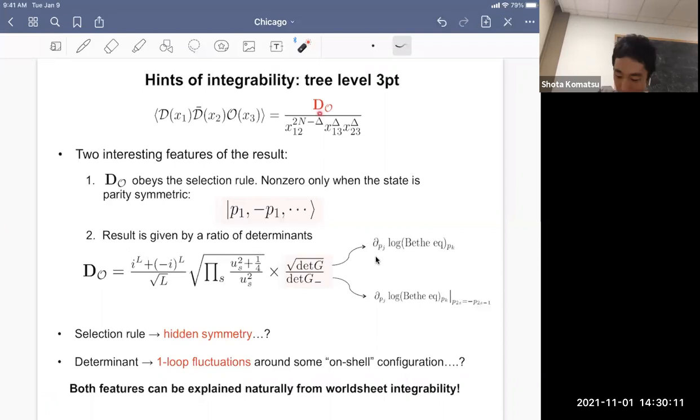In particular, for the case that's relevant for us, there are two interesting features in the result. First of all, this object, the overlap, obeys some selection rule. In particular, it is non-zero only when the state is parity symmetric, by which I mean, if you have a state with a down-spin excitation with momentum P1, it also contains a down-spin excitation with momentum minus P1. And secondly, the final result is given by some nice ratio of determinants. The details of the form are not relevant, but this is a determinant made out of some logarithmic derivative of the Bethe equation. So the first feature, the selection rule, suggests some hidden symmetry. And the second feature suggests some kind of one-loop fluctuation around some on-shell configuration. And the nice thing about using AdS/CFT or the string worldsheet picture is that both features can be explained very naturally.